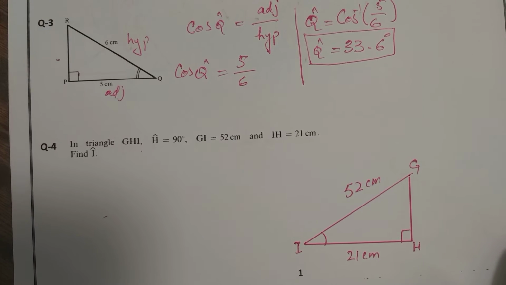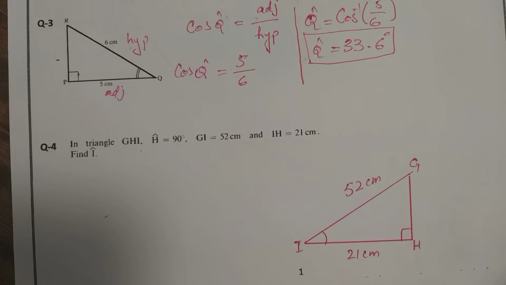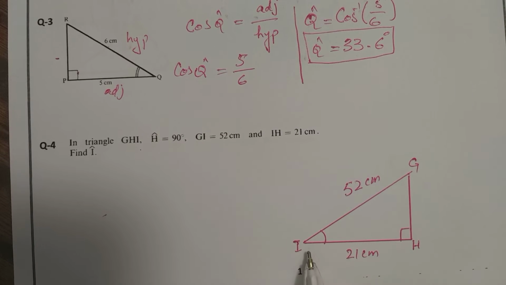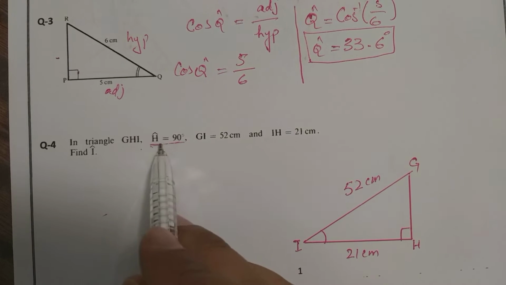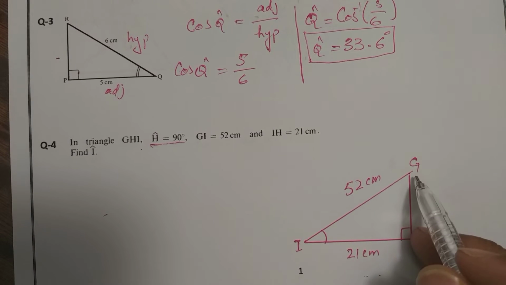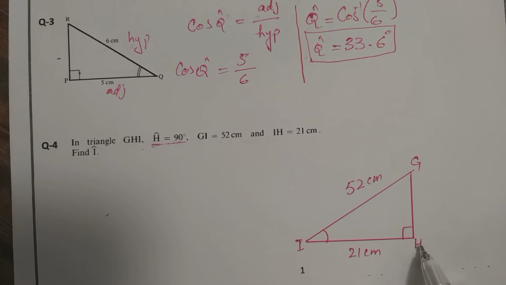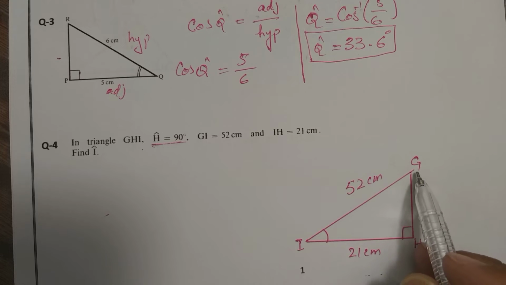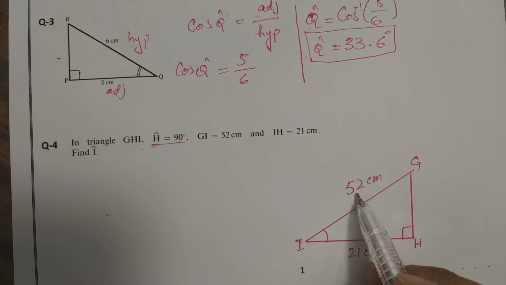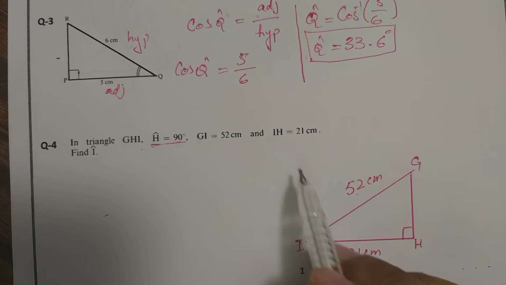Even the previous questions we did here, question number 3, question number 2, and the rest of the questions, are not to scale. So for this question, I just make a rough sketch. First of all, always find out where the right angle is, because after that you can easily find the rest of the values. So H is 90 degrees, so that's why I mention here H is 90 degrees. I need to find angle I. I was given GI equals 52 and HI equals 21.